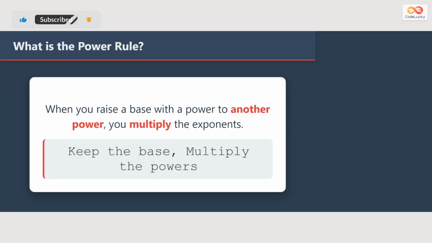So, what exactly is the power rule? Simply put, when you have a base raised to a power and that entire term is raised to another power, you multiply the exponents. The base stays the same.